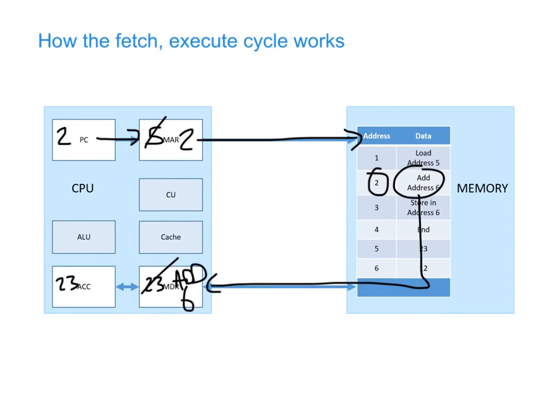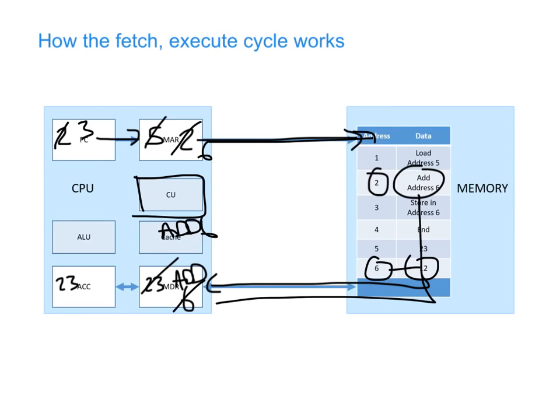A copy, of course, is stored in our cache, and we need to increment our program counter so that becomes 3. So we need to add what is in address 6. The control unit then is going to pass address 6 to the memory address register, go and fetch what is in address 6, which in this case is the number 12. That's going to come down into our MDR and into our cache.